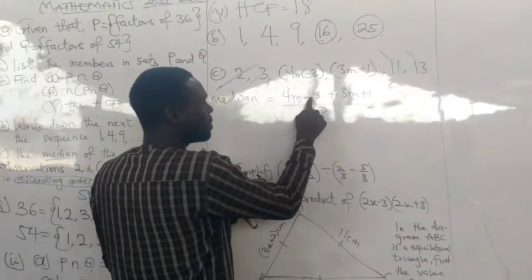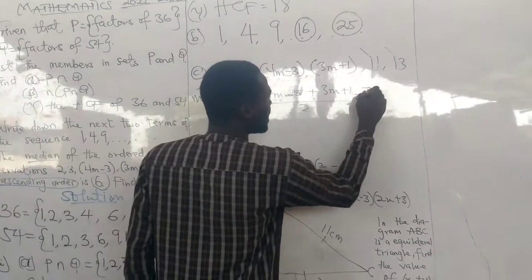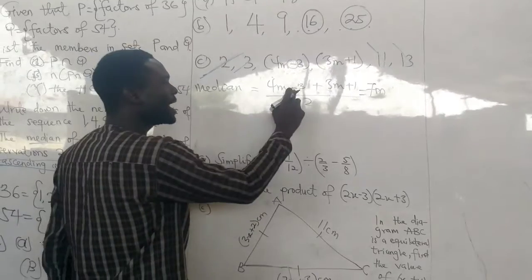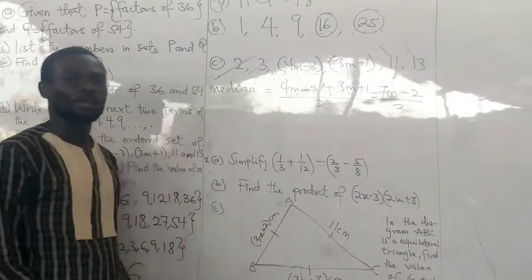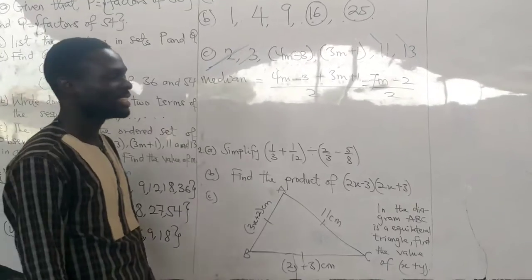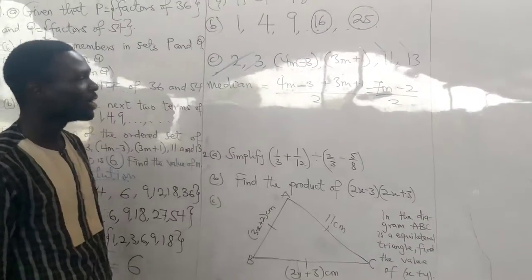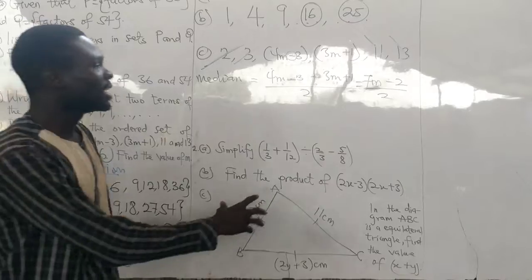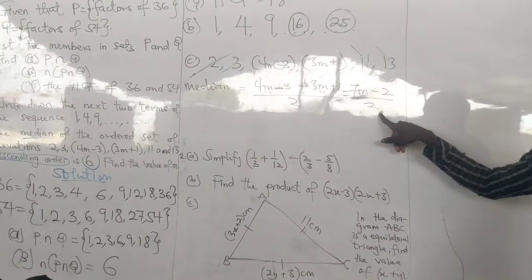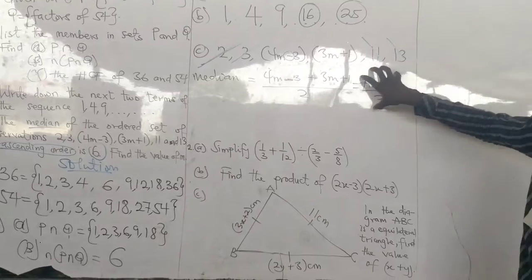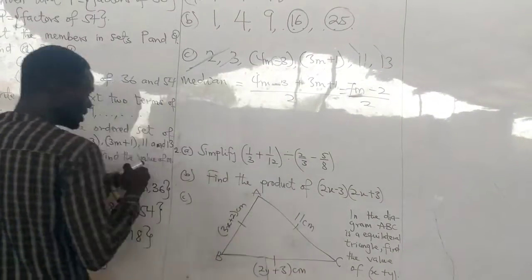We have 4m plus 3m, which is going to give us 7m. Now we have minus 3 plus 1, which is minus 2. We apologize for writing the wrong sign. Okay, so if you are following, now we have the mean to be 7m minus 2 over 2. So we are going to equate this to 6, which was stated in the question.